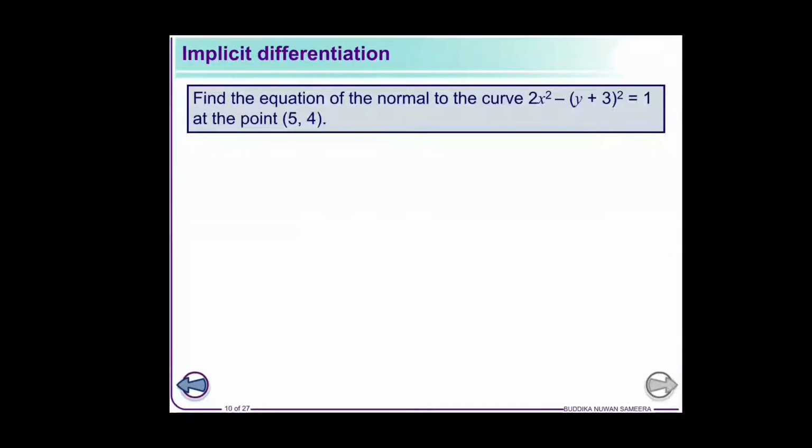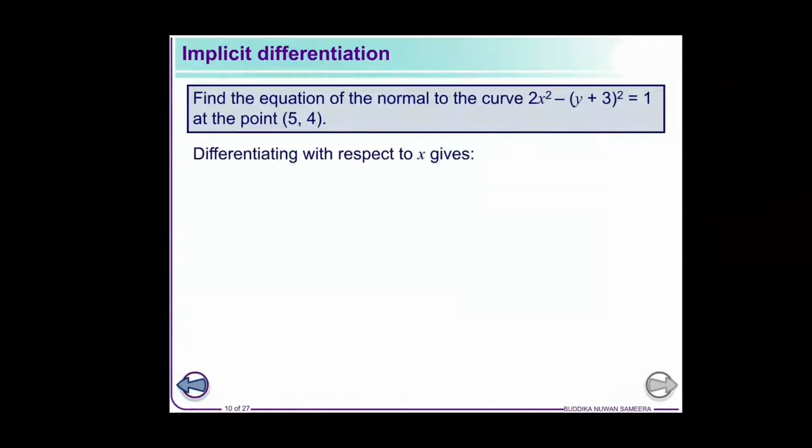Okay, let's see this example. Find the equation of the normal to the curve 2x squared minus (y plus 3) squared equals 1 at the point (5, 4). The first thing is you have to find dy over dx in terms of x and y. Then after that you can substitute the values 5 and 4. Then you can find the gradient of the tangent, then the gradient of the normal. Then you can find the equation of the normal. So that is the procedure.